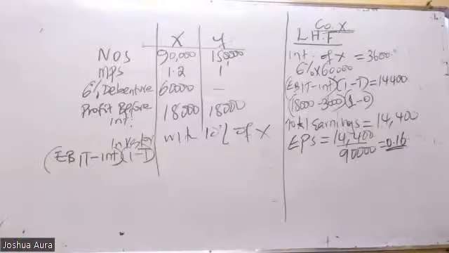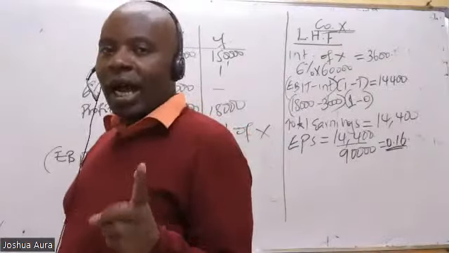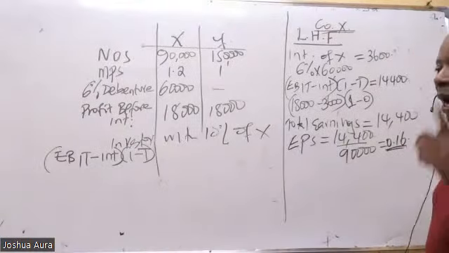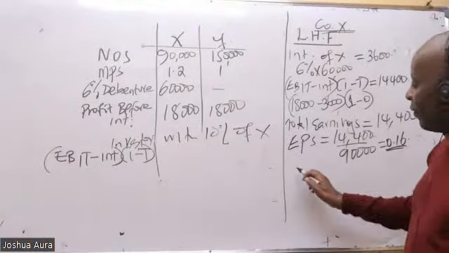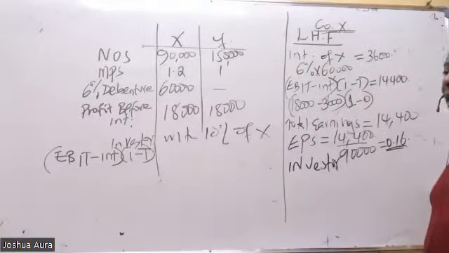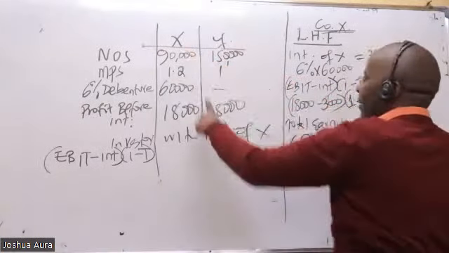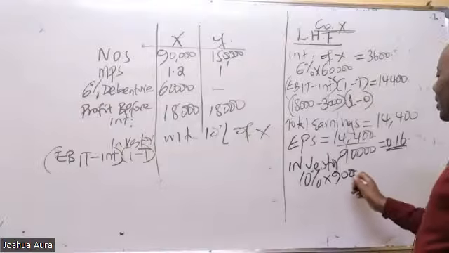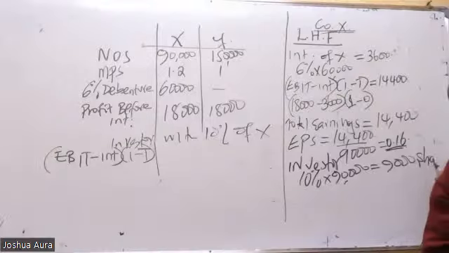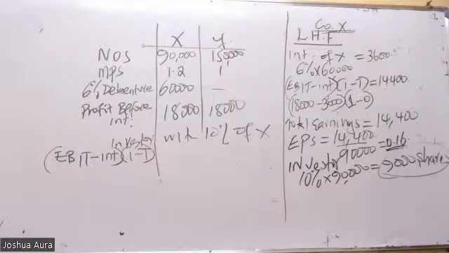Now, ladies and gentlemen, I would want you to do me a favor. Remember, currently, we have an investor who has got how many shares in X? The investor has 10% of company X, 10% of 90,000, which gives me 9,000 shares.